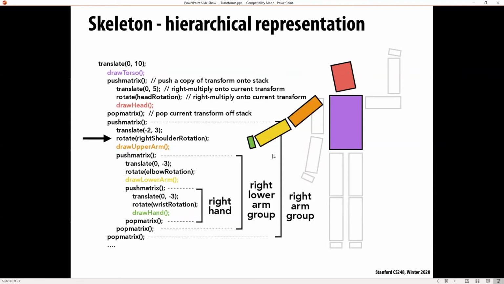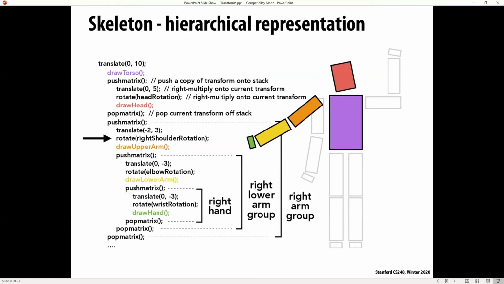Now, why does everything else go along for the ride? Well, we haven't cleared this matrix. We didn't make a new matrix for the lower arm, right? We started wherever we were from the upper arm, and we multiplied some more translates and rotates onto this matrix. So here's where it becomes useful to think about coordinate systems rather than just the positioning.